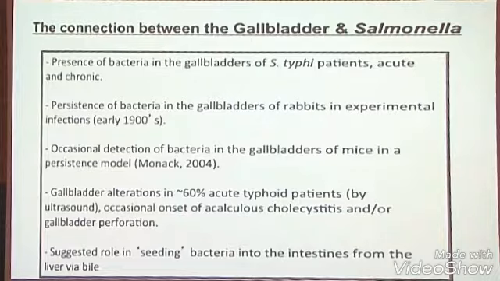So in terms of what's known with gallbladder and Salmonella, patients can have Salmonella typhi in their gallbladder, both acute and chronic type patients. It's well known in the gallbladders of rabbits in the early 1900s that the bacteria can persist in the gallbladder. And Denise Monack showed a few years ago that sometimes you can detect bacteria in the gallbladder of mice in her persistence model. And there are reports in the literature that there are changes in the gallbladder during typhoid fever. A lot of times there's basically disease in the gallbladder. And it's thought that this serves as the way of seeding the bacteria from the liver into the bile and then causing shedding.